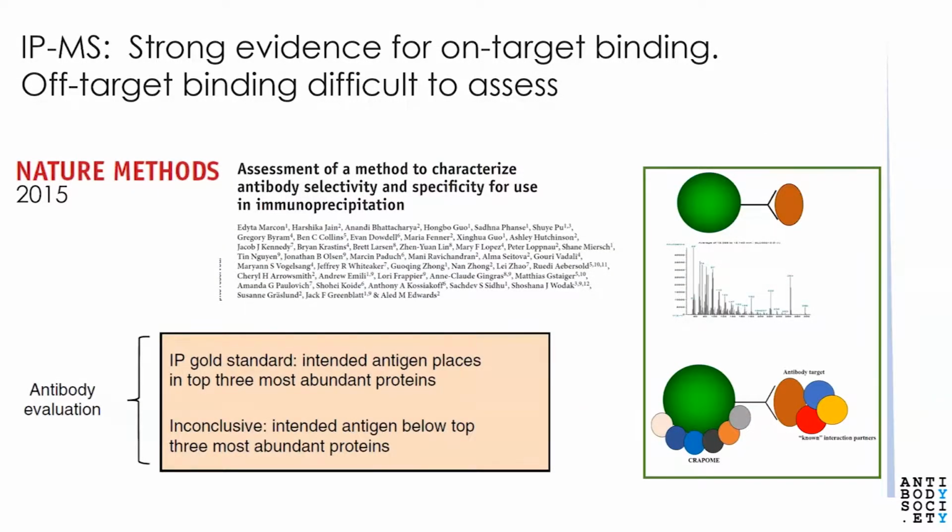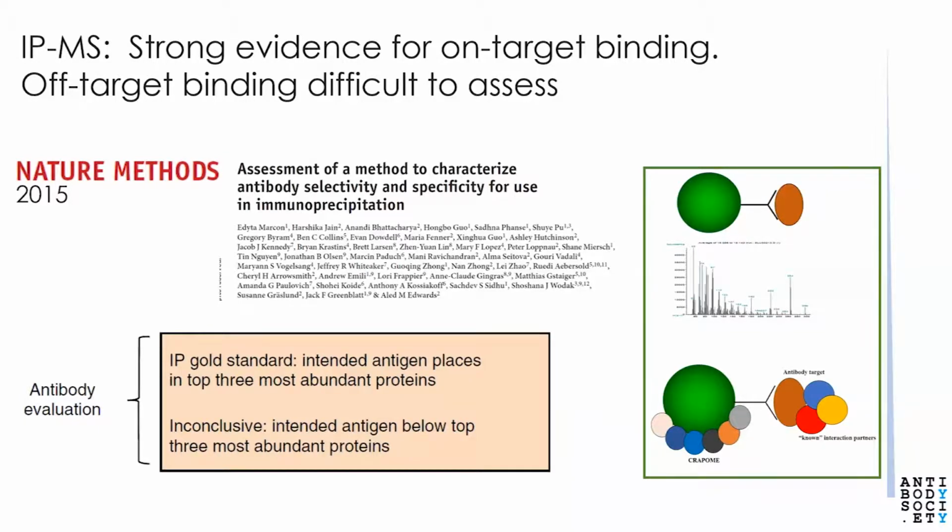Immunoprecipitation-mass spectrometry, or IPMS, has been suggested to be a gold standard for antibody validation, since this assay can yield sequence-based information about antibody-bound proteins, and that is as direct as it gets. A paper in Nature Methods evaluated this approach in detail. They tested hundreds of antibodies, and the antibodies were sent to different laboratories to test inter-laboratory reproducibility. The conclusion was that for antibodies that were specific, the intended target typically was found among the top 3 most abundant proteins in the immunoprecipitate.